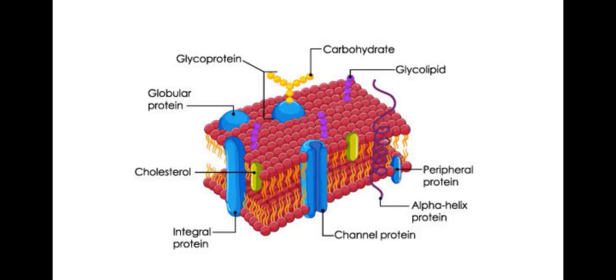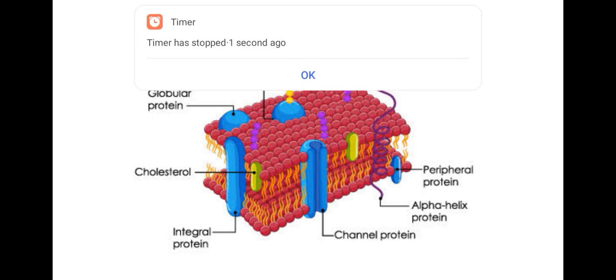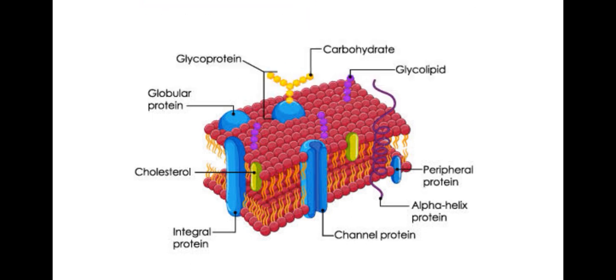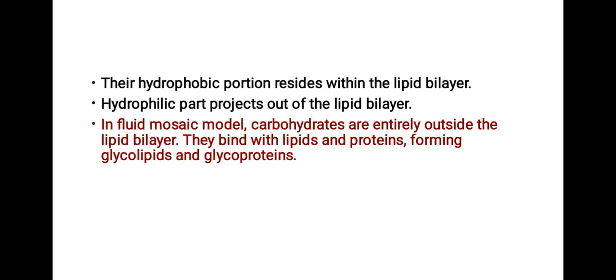Here we can see a structure. Integral protein, cholesterol, globular protein, glycoprotein, carbohydrate and glycolipid will be there, along with peripheral protein, alpha helix protein and channel protein. The hydrophobic portion resides within the lipid bilayer. The hydrophilic part projects out of the lipid bilayer. In the fluid mosaic model, carbohydrates are entirely outside the lipid bilayer. They bind with lipids and proteins, forming glycolipids and glycoproteins.